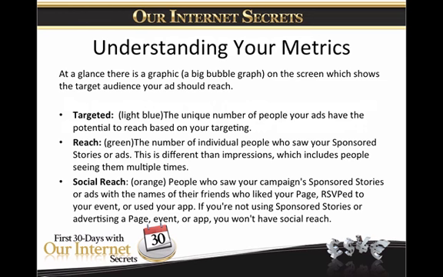The reach, which is the green bubble, that's actually the number of individual people who saw the ad or sponsored story. It depends on impressions, and it also includes people seeing the ad multiple times. And then we've got the social reach, which is the orange part of the bubble. That's people who saw the campaign or sponsored stories or ads with the names of their friends who liked the page or RSVP'd to an event or used your app. So this only shows up if you're doing a sponsored story or an advertisement.